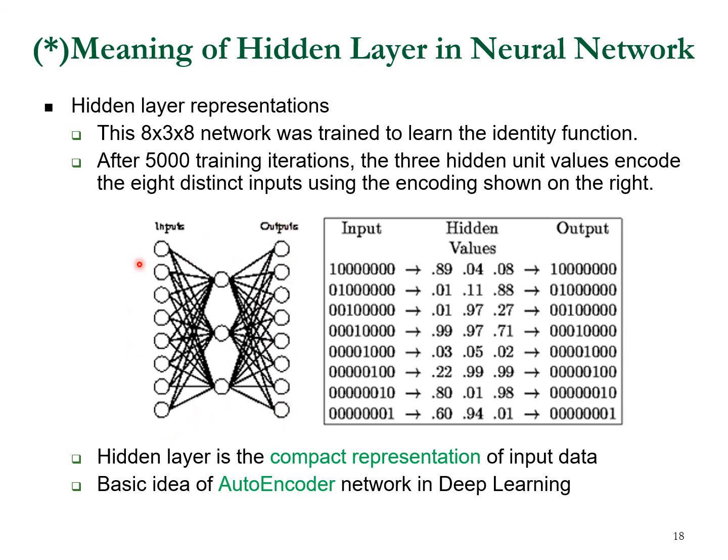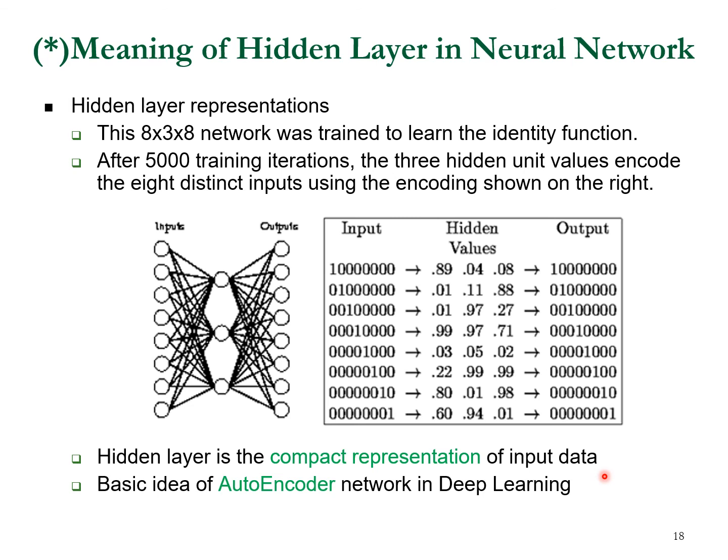So somehow this original data is compressed into 3 dimensions, and then using these 3 dimensions, we are able to generate exactly the same data. So the original data is now compressed into 3 dimensions. So 8 dimensions are compressed into 3 dimensions. So the hidden node is actually a kind of compact representation of the input data. That's the meaning of a hidden layer.